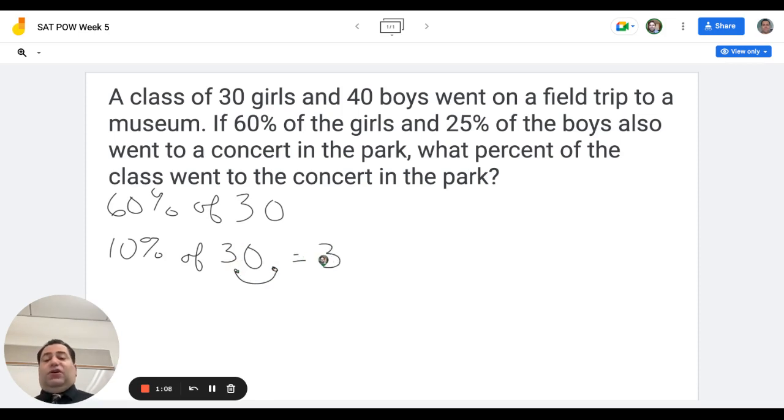Then you have to ask yourself, how many 10%s do I have in 60%? I have 6. So I multiply by 6 and I get 18. So 18 girls went to the concert in the park. And now we have to take 25% of 40.